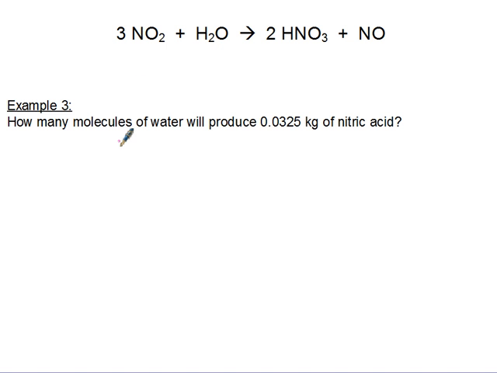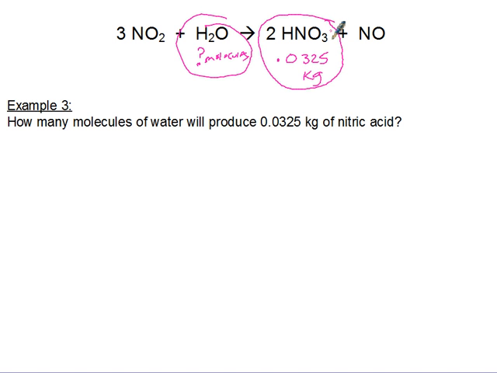All right, so in this case, we want to know how many molecules of water will produce 0.0325 kilograms of nitric acid. So, we're going to get our given and unknown information. 0.0325 kilograms. That's something we haven't dealt with yet. But we've dealt with something very similar to kilograms, and that is the gram. So the first thing we're going to have to do here is convert that kilograms to grams.